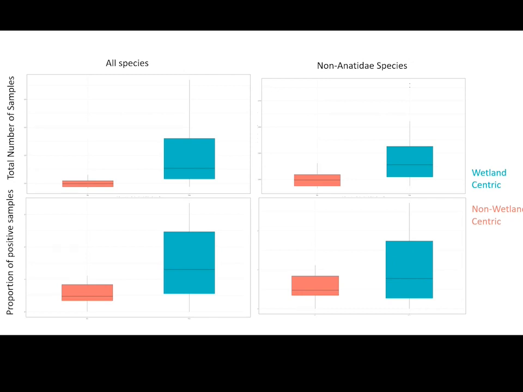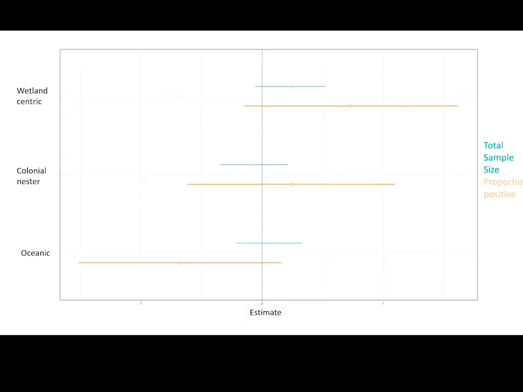So that trend towards wetland-centric species that we saw in the graph a couple of slides ago is possibly not quite the all-encompassing story. Running the same model again without Anatidae, we see everything is crossing the 0 line, so there isn't significance in wetland-centric species for sample size or proportion positive. So the certainty on wetland-centric species being key players outside of Anatidae is uncertain. It certainly leans one way, but it's uncertain.